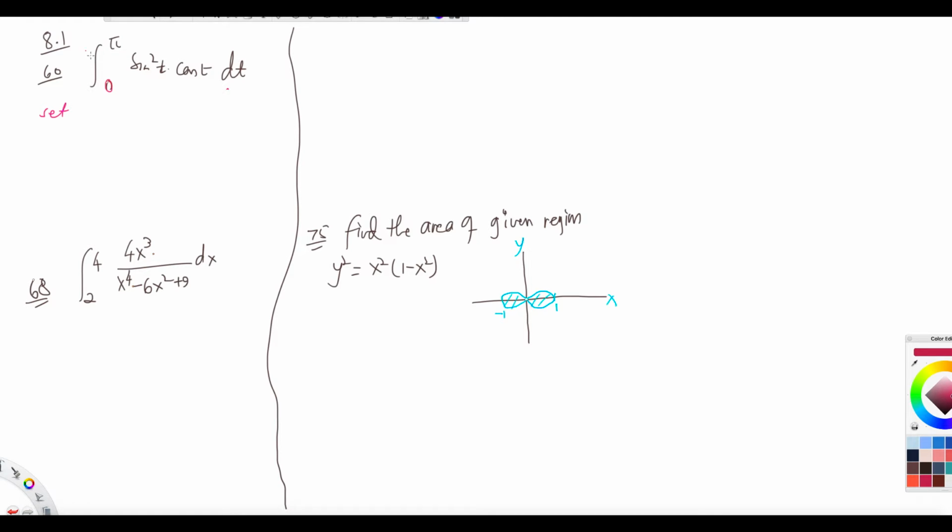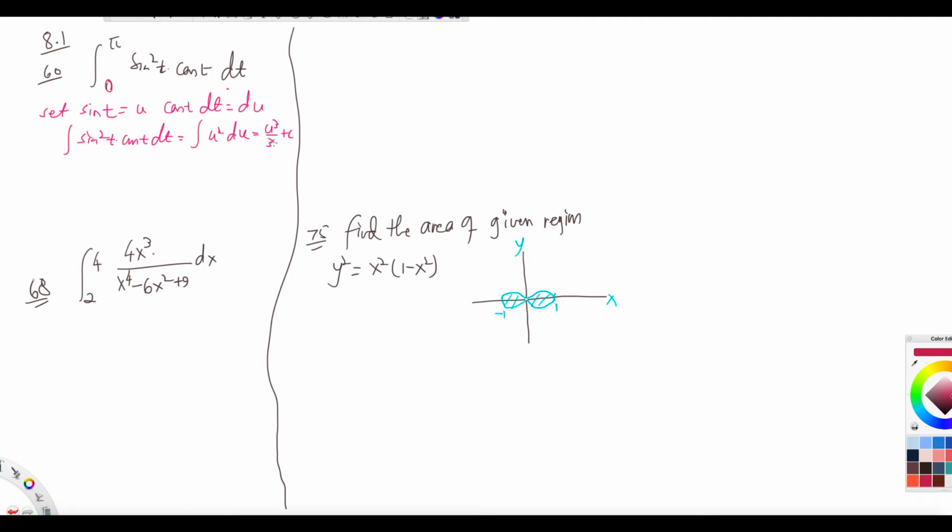On this problem I'm going to use u substitution. Set sine t equals u, then we get cosine t dt equals du. Then sine squared t cosine t dt becomes u squared du, right? You see that? Now what is the integral of u squared du? That will be u cubed over 3 plus c.